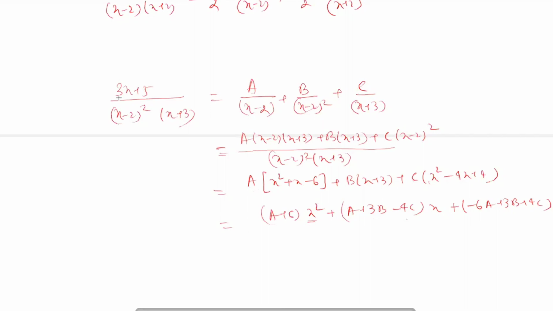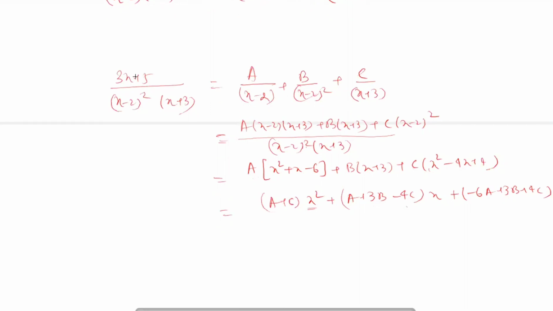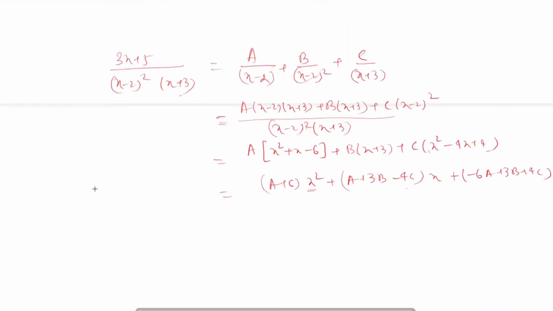Now what I'm going to do is compare it with the numerator, wherein my numerator is something like this: 0 into x square plus 3 into x plus 5. If I'm comparing it, what I'm getting is A plus C should be equal to 0. A plus 3B minus 4C should be equal to 3. And minus 6A plus 3B plus 4C should be equal to 5.